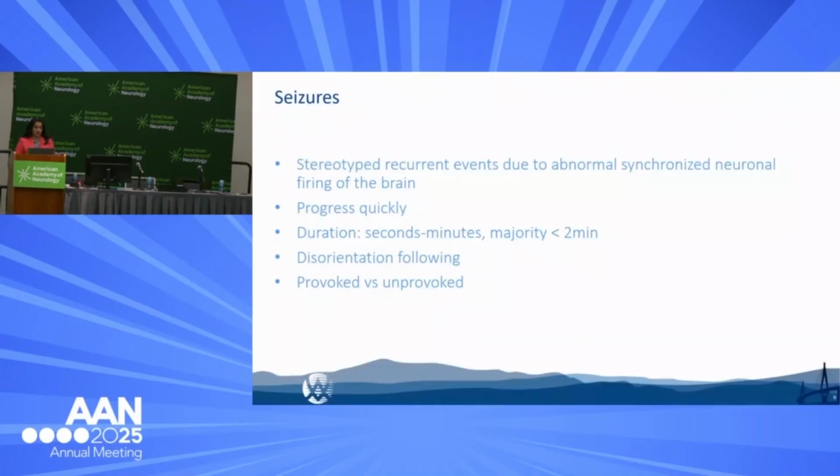So seizures are stereotyped recurrent events due to abnormal synchronized neuronal firing of the brain. They usually progress quickly, the duration is seconds to minutes, and the majority are less than 2 minutes. There's often disorientation following, and then there's a question of, was this seizure provoked or unprovoked?